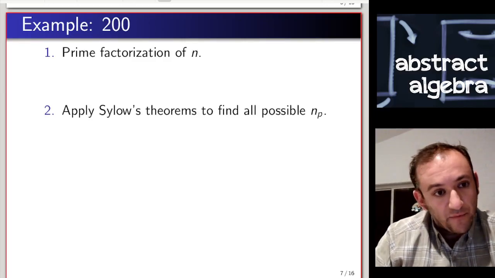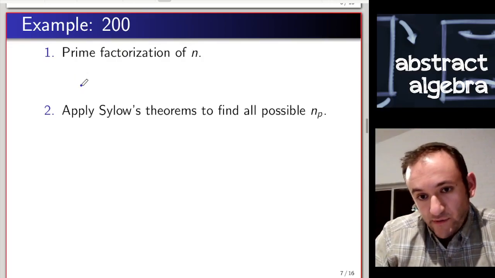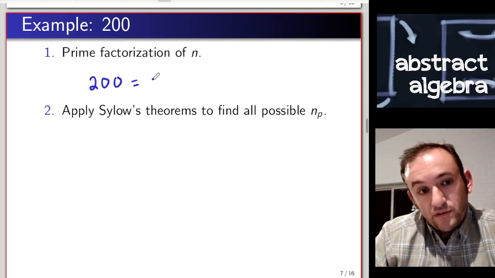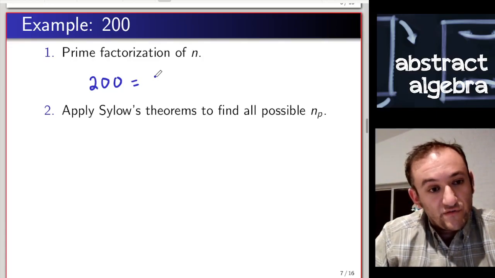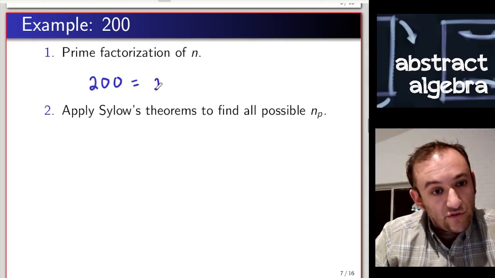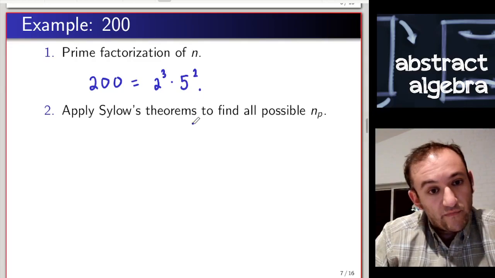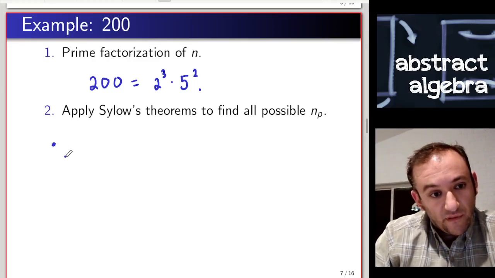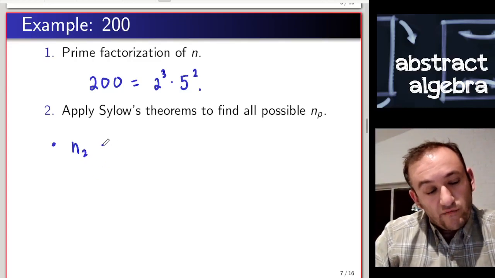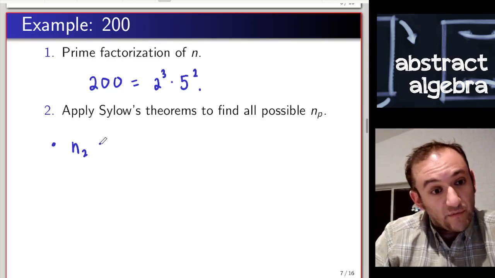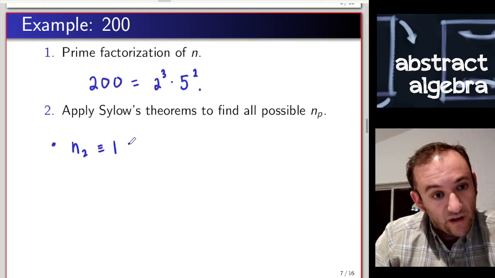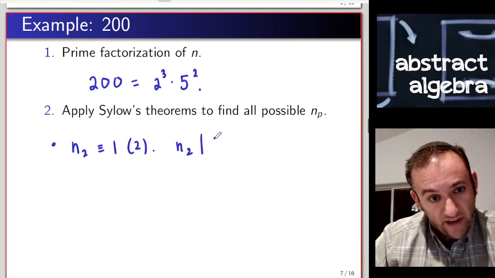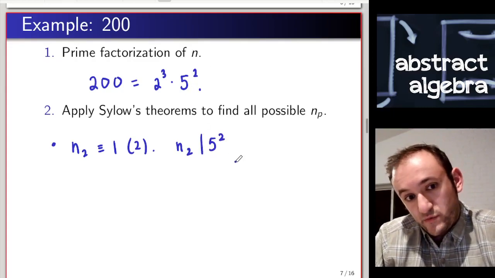Okay, so let's start with a simple example. We're looking at 200, and so as with every example, we start by taking the prime factorization. So 200 equals, well, we can pull out a 2 and get 100, another 2 gives us 50, another 2 gives us 25. So we have 2 cubed times 5 squared. So in terms of Sylow's theorem, let's look at our sizes of sets of Sylow P subgroups. So we'll look at n2 first. We know that n2 is congruent to 1 mod 2. And because n2 divides the group order, it's going to divide 5 squared. Okay, so you can disregard the 2 cubed because we know that it's 1 mod 2.